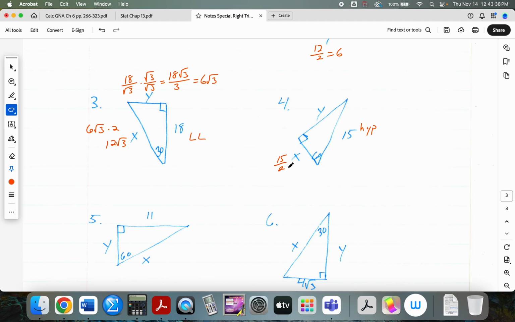So then, what do we do to the short leg to get the long leg? 15 times square root of 3. Yeah, it's 15 over 2 times the square root of 3. And that's 15 square roots of 3 over 2.